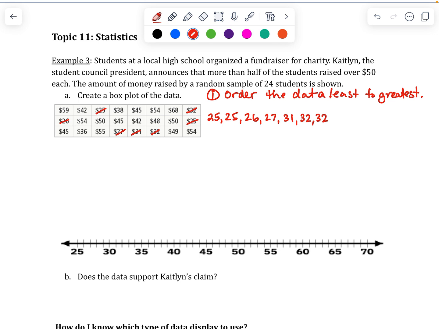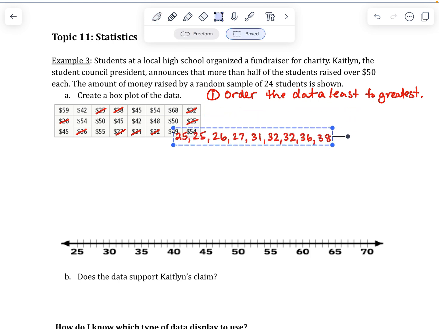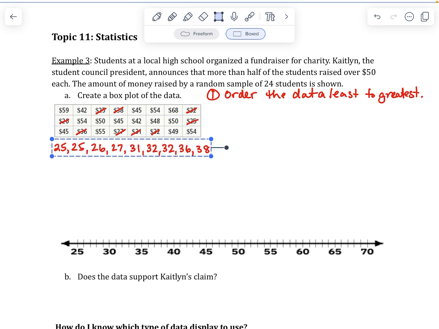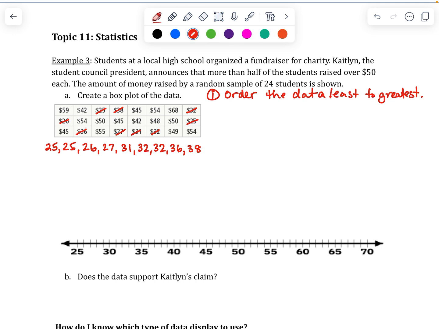Are there any other 30s? 36 looks like is next, so we'll cross that off. 36. And then I see a 38. Are there any other 30s? Oh boy, I'm running out of room, so you're not going to like this, but I'm going to move it on here so I can keep going. 38 was our last one, so now we look in our 40s. What's the smallest 40? Looks like 42. And then I see another 42.